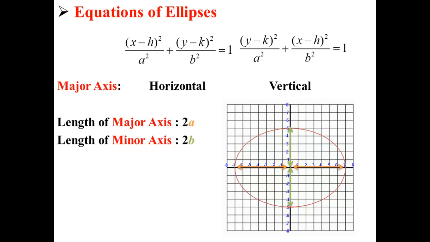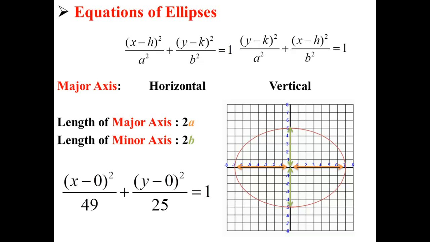Now to write this ellipse completely in standard form, we actually want to use the equation x minus h squared over a squared plus y minus k squared over b squared is equal to 1. That way we can reflect the h and k values, that is, where the center of the ellipse is.